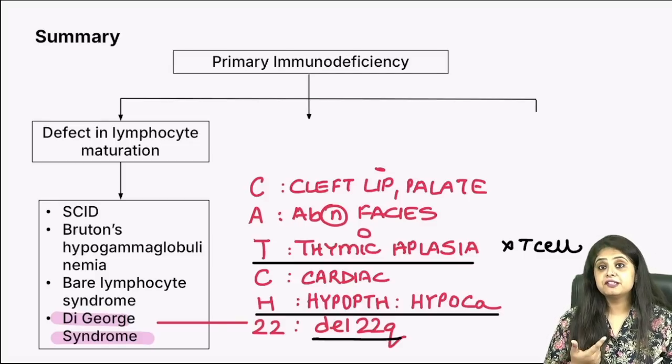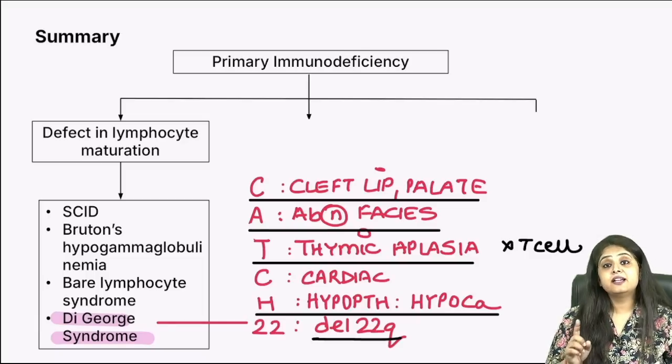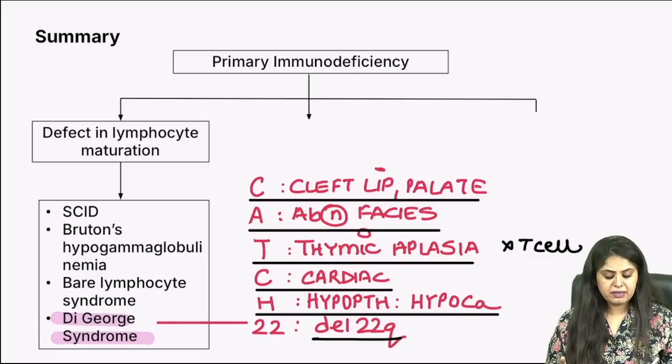Apart from that, there are face abnormalities, like cleft lip and cleft palate, because of which the patient starts having an abnormal facies. And there are cardiac defects also that are noted. Many of them are noted, for example, tetralogy of Fallot.